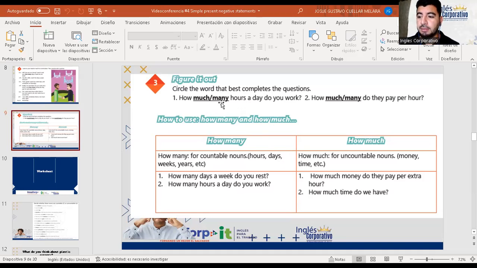Well, here we have some examples of countable and uncountable nouns. For example, for how many, here we have for countable nouns, hours, days, weeks, years, and others. Number one, how many days a week do you rest? Number two, how many hours a day do you work? And here we have how much. How much for uncountable nouns, money, time, etc. Number one, how much money do they pay per extra hour? Number two, how much time do we have?